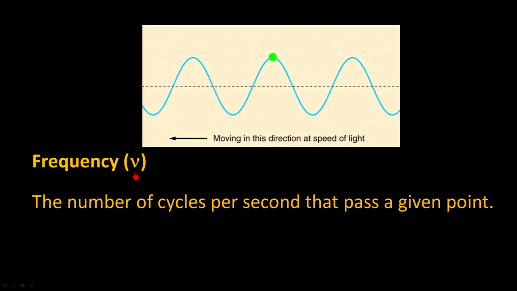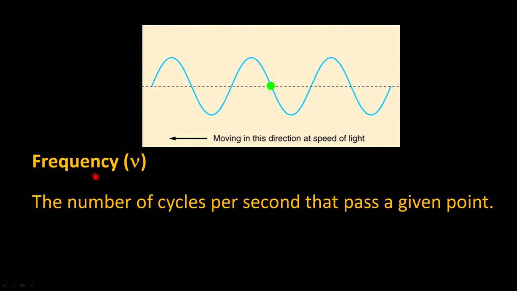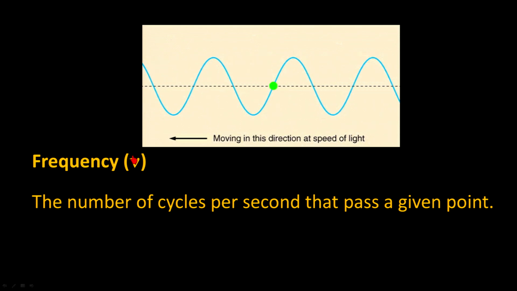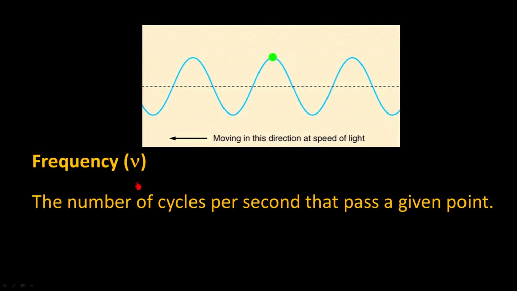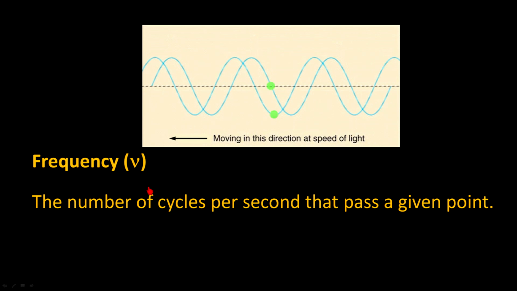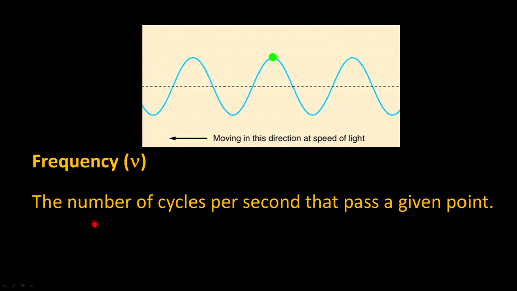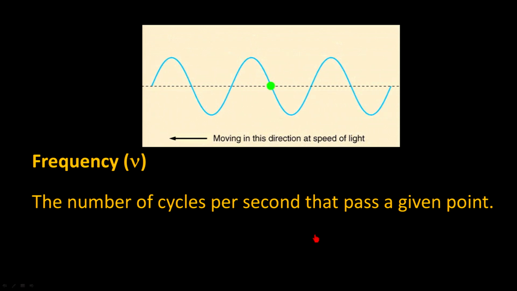The symbol that we use to abbreviate the concept of frequency is the Greek letter nu. It looks like a V with a little wing on it, but it's pronounced nu, and it's spelled N-U. So the Greek letter nu is the symbol for frequency. Frequency is the number of cycles per second that pass a given point.